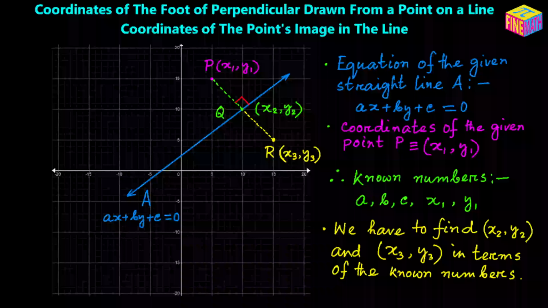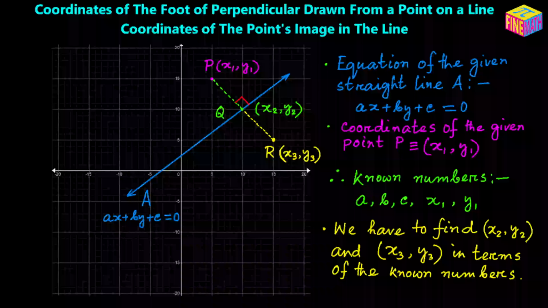Now since PQ is a perpendicular onto this line, then the product of the slope of PQ and the slope of the line A would be equal to -1. I have already created a separate video on this topic. I have shared the link in the description. Feel free to watch that video. The product of the slopes of two perpendicular lines is always equal to -1.